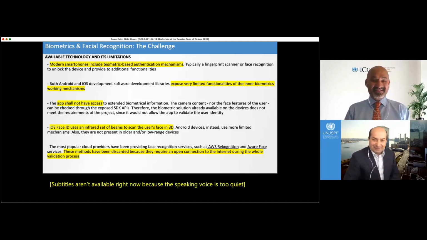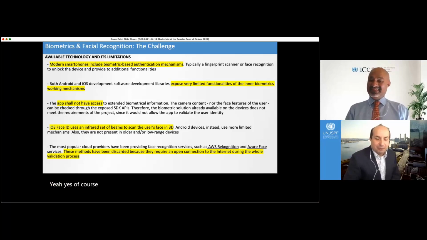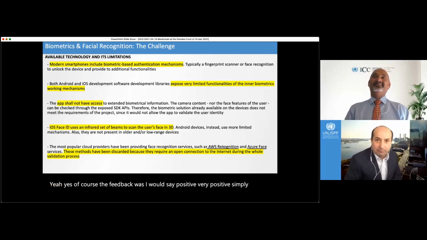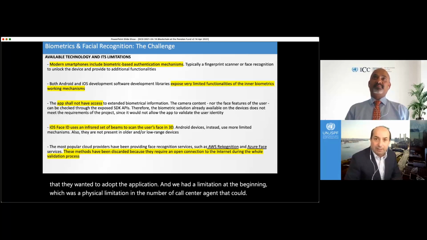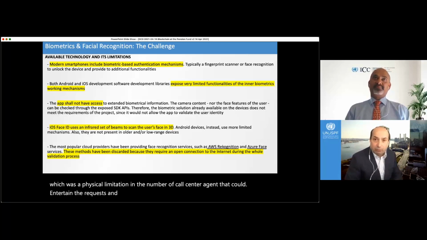Yes, of course. The feedback was, I would say, very positive, simply because we were overwhelmed by the number of requests from beneficiaries and retirees who wanted to adopt the application. We had a limitation at the beginning, which was a physical limitation in the number of call center agents that could entertain the requests and proceed with enrollment. I want to be extremely transparent: there were some challenges at the beginning.